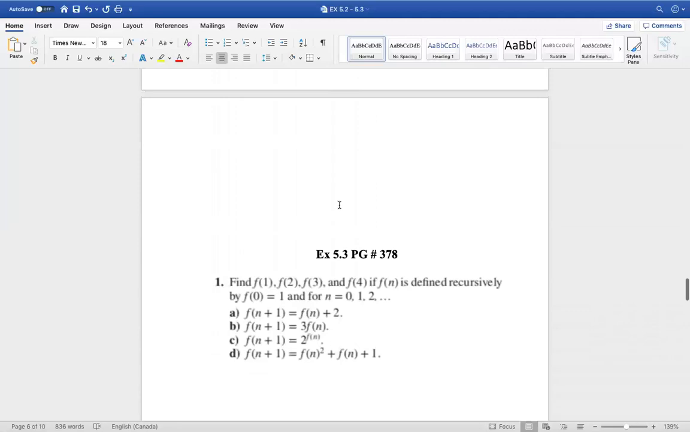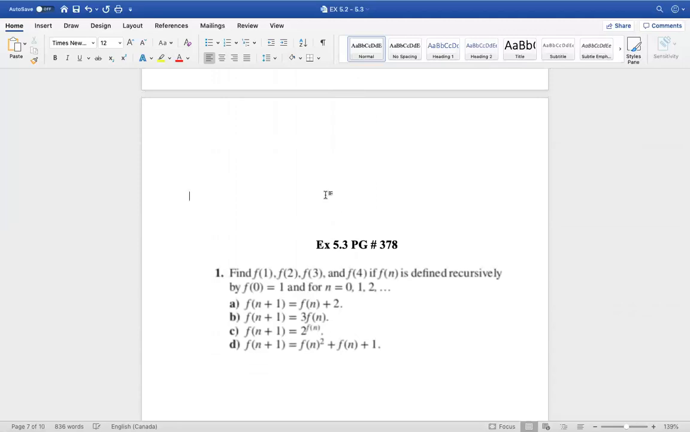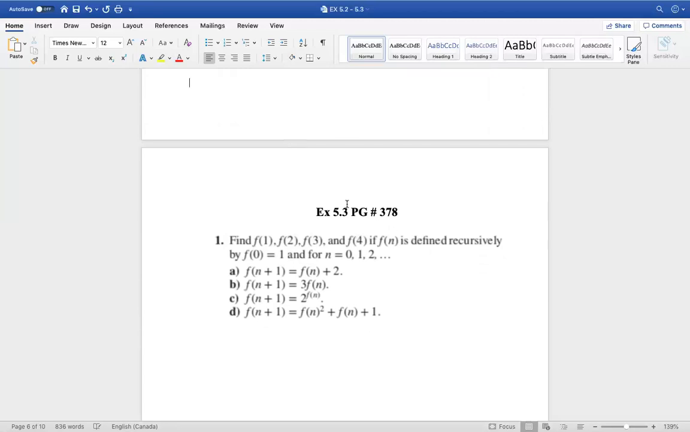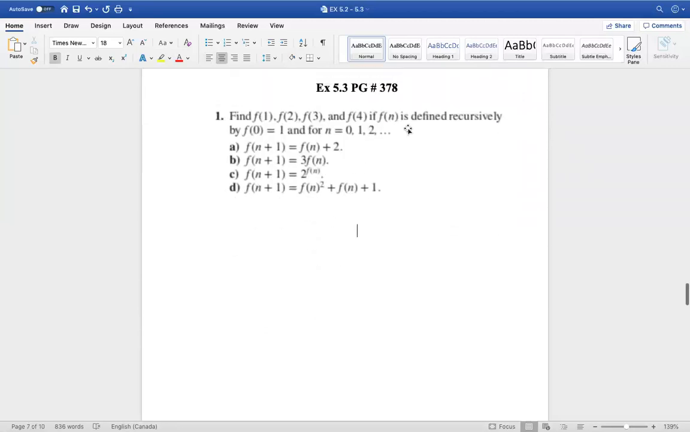All right, let's move on to the next exercise. This is exercise 5.3 on page 378 of your textbook. Okay, take the first question. In this exercise, we have recursive functions.